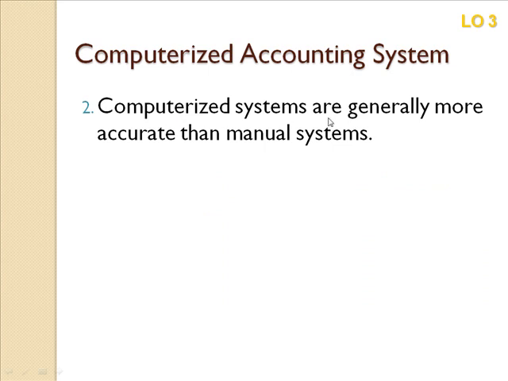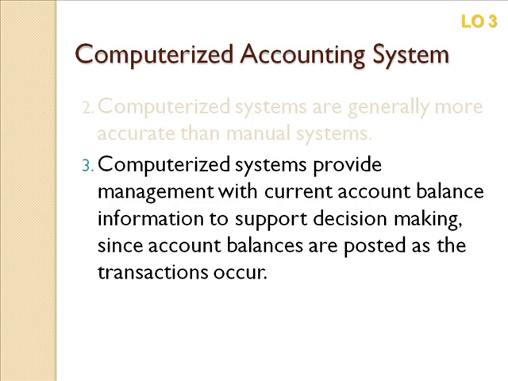Second, the computerized systems are generally more accurate than manual systems. Computerized systems will not allow you to record out-of-balance journal entries or out-of-balance transactions, and that is definitely a good way to make sure that you are being a little more accurate.